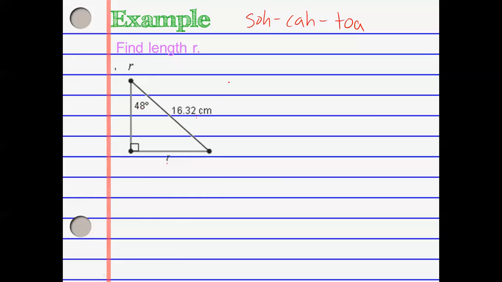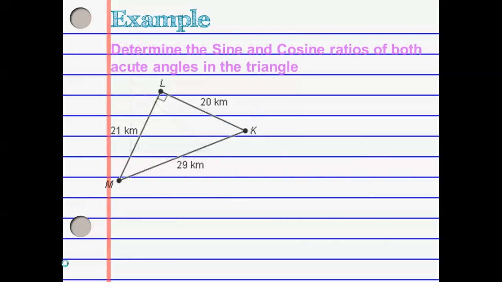All right, so we're given an angle, right? First we have to figure out, do we want to use sine, cosine, or tangent? Here we have an angle. If we want to find R, where is R located? R is located opposite, right? So we have opposite, and then we're given a hypotenuse. If we look up here, the one that uses opposite over hypotenuse is sine.